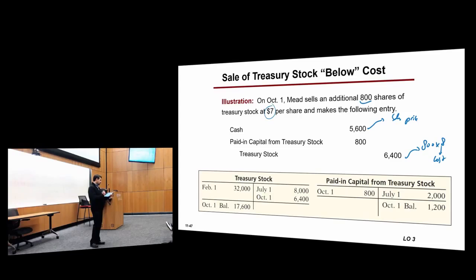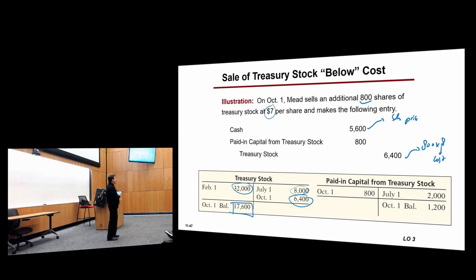In this case, as you can see, the treasury stock originally was purchased for $32,000. The first time the company sold 8,000, the value of $8,000 was credited to treasury stock, and then the second time we credited 6,400. That's the new balance of treasury stock. Remember, this is a contra equity account, right? So the normal balance is a debit balance.